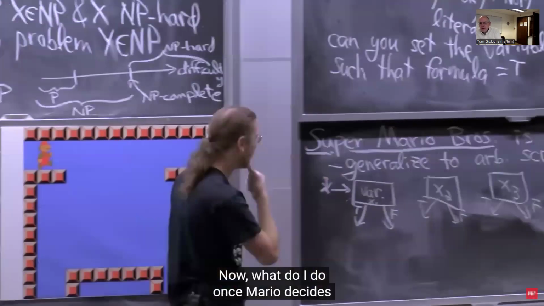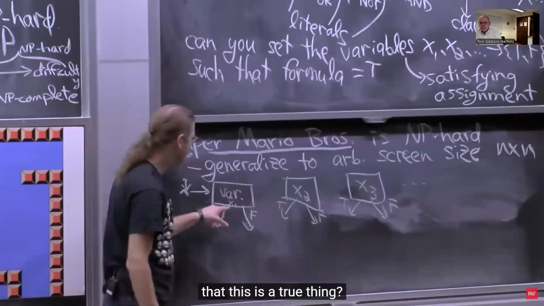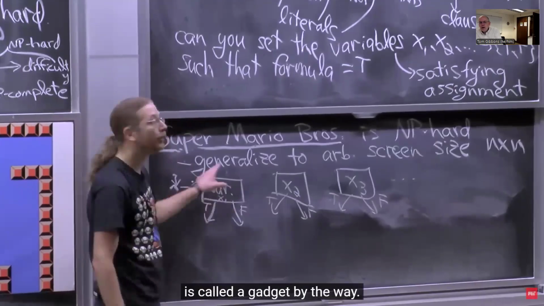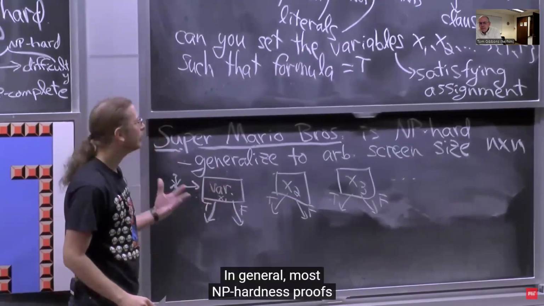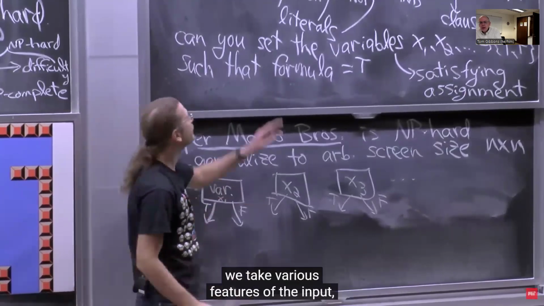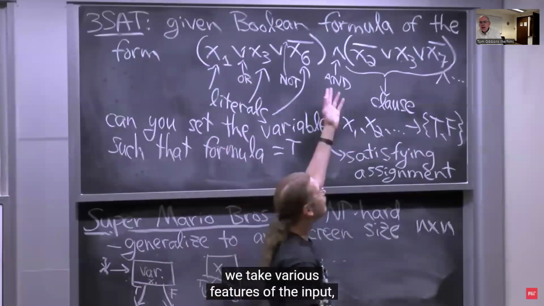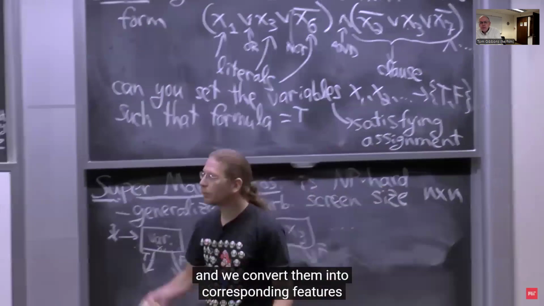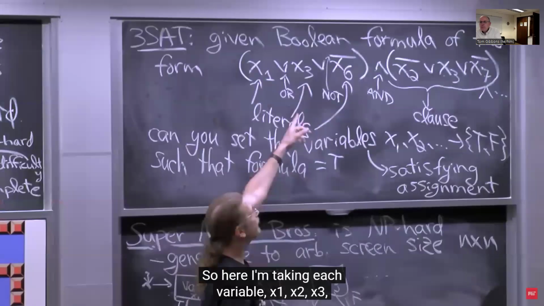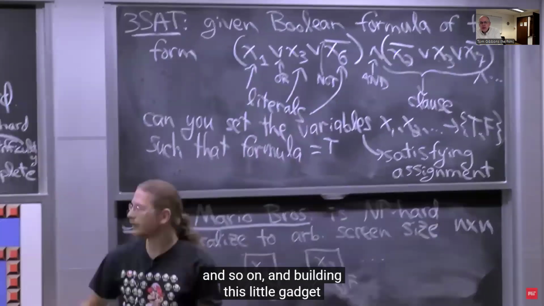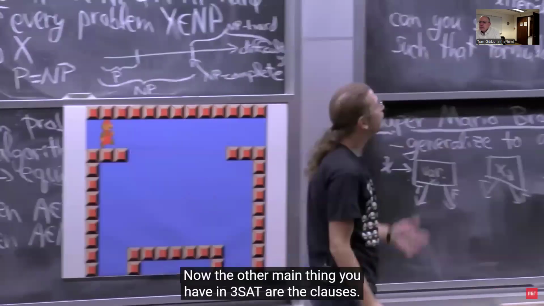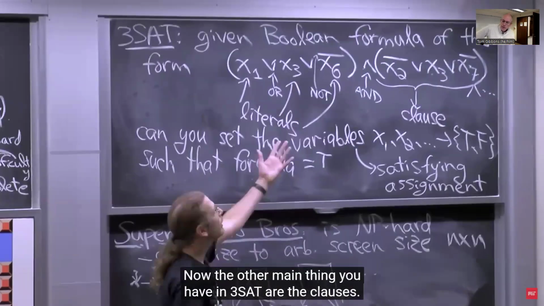Now, what do I do once Mario decides that this is a true thing? What I'm going to do is have this, which is called a gadget, by the way. In general, most NP-hardness proofs use these things called gadgets, which is saying we take various features of the input and we convert them into corresponding features in the output. So here, I'm taking each variable, x1, x2, x3, and so on, and building this little gadget for each of those variables. Now, the other big thing you have in 3SAT are the clauses.